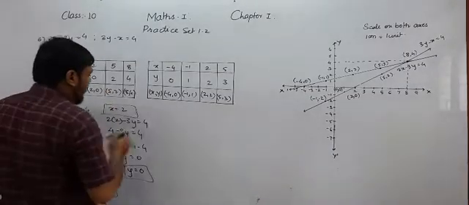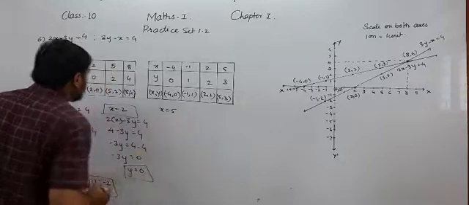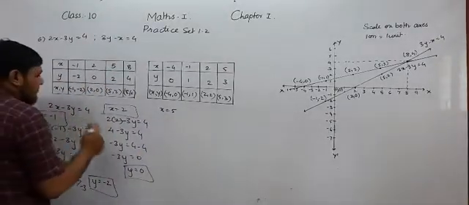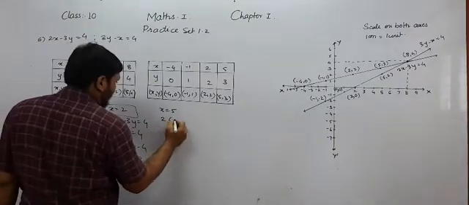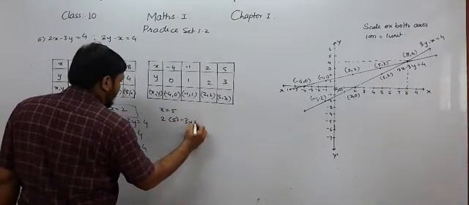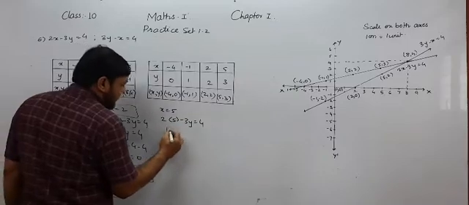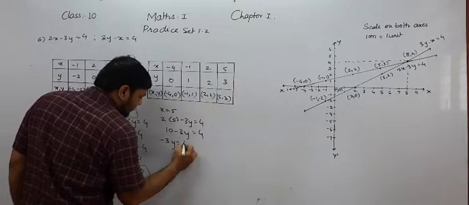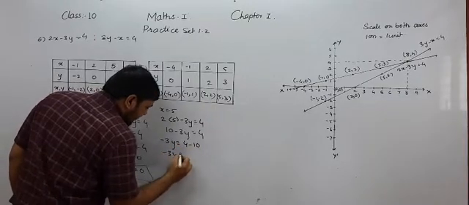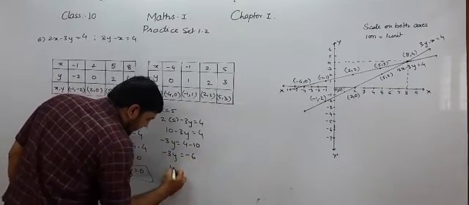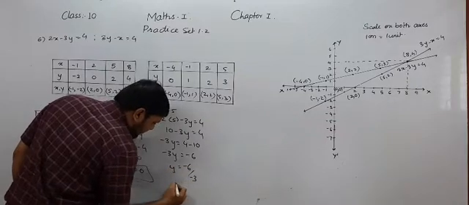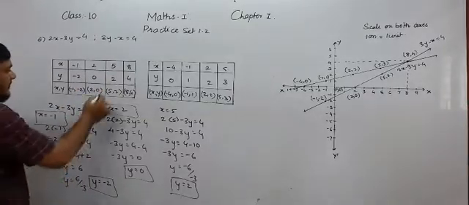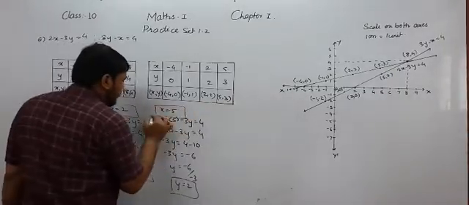Now we will put 5 here, so x equal to 5. We know that the equation is 2x minus 3y equal to 4. So 2 in the bracket 5 minus 3y equal to 4. 2 5s are 10, so 10 minus 3y equal to 4. So minus 3y equal to 4 minus 10, minus 3y equal to minus 6, y equal to minus 6 upon minus 3, y equal to 2. So by putting x equal to 5, y will be equal to 2. This is the next ordered pair.